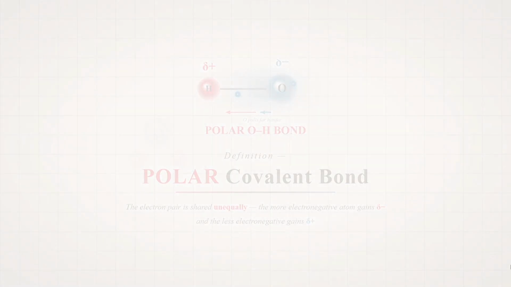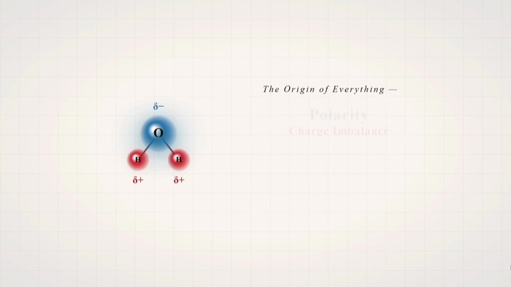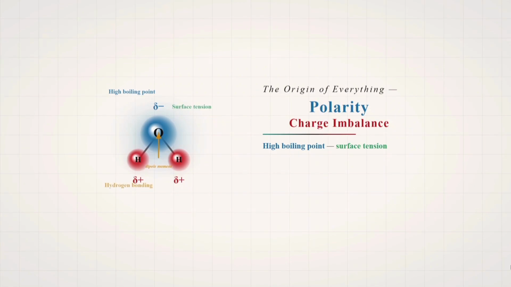partial positive charge. This polarity, this charge imbalance, is the reason water has extraordinary properties such as high boiling point, surface tension, hydrogen bonding, and its ability to dissolve more substances than almost any other liquid. The polarity of the OH bond is the origin of all of it.